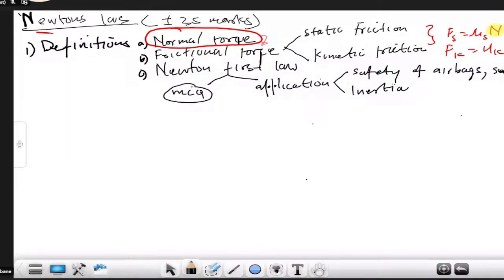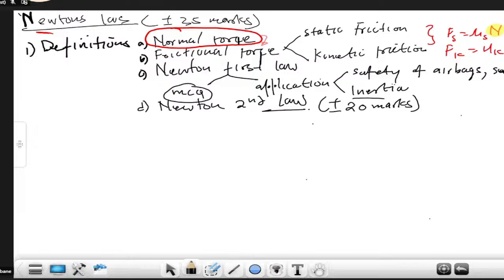So let's not waste time and go to D, which will be Newton's second law. And this, ladies and gentlemen, out of the 35 that we have there, it will be something like 20 marks. I repeat, something like 20 marks.